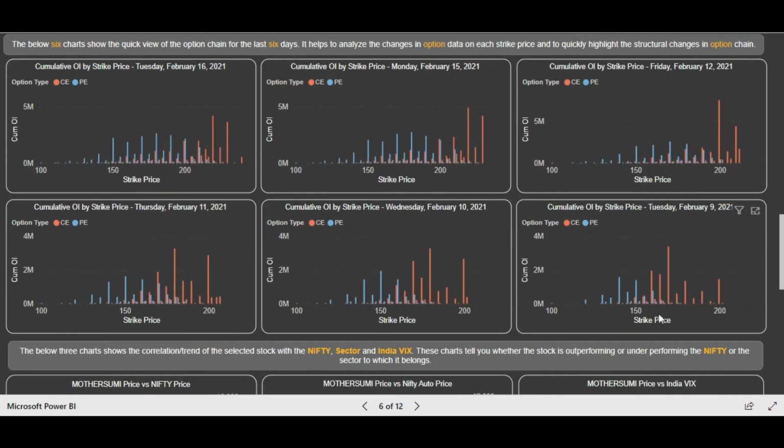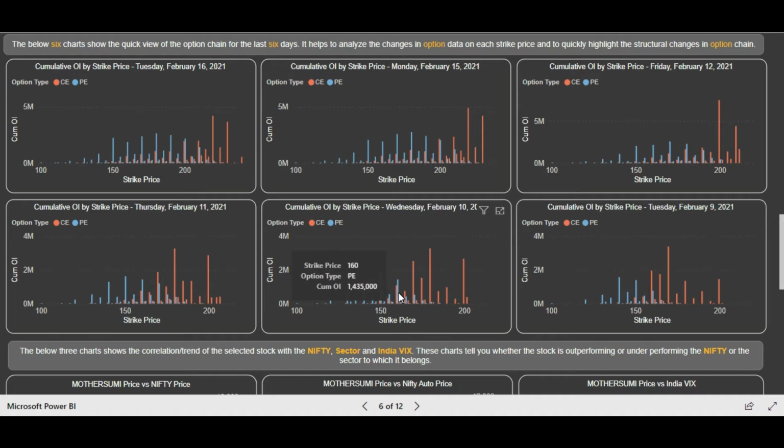You can see here that on 9th of February at the 150 strike price, there was significant open interest as compared to the calls, but at 160 there was huge call writing. Now what happened on the very next day? 150 put writing increased, and also at 155 and 160 put writing started increasing. So the support started getting shifted higher. Now people were more confident of writing the puts at 160.